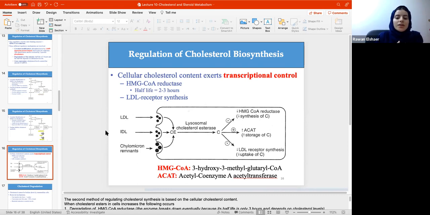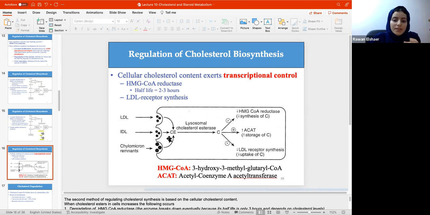What's the next? Okay, so this is another way of regulating cholesterol synthesis. You have transcriptional control, and there's another thing. As soon as the cholesterol levels rise in any cell, first HMG-CoA reductase is decreased by degradation. Any enzyme usually has a half-life, and its half-life is 2 to 3 hours. Every time your cholesterol levels inside the cell increase, its half-life gets shorter in order to degrade it faster, as a way to regulate the cholesterol levels in your cells.